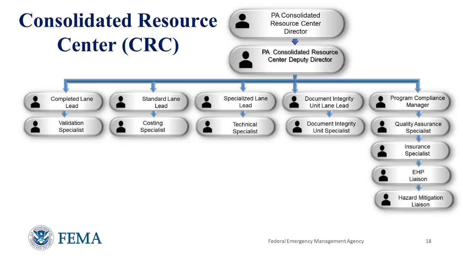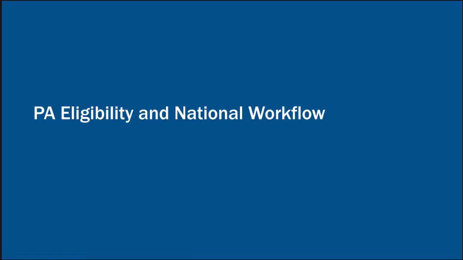So just as the event's going to have a leadership structure, Consolidated Resource Center also has that structure. Again, we're talking about a team and not straight up hierarchy, but definitely who answers to who for what reason. It is laid out. So we're talking the Consolidated Resource Center has a completed lane lead, standard, specialized, standard versus specialized projects, document integrity, and then program compliance itself, making sure it's eligible, say that project, the damage, that applicant.